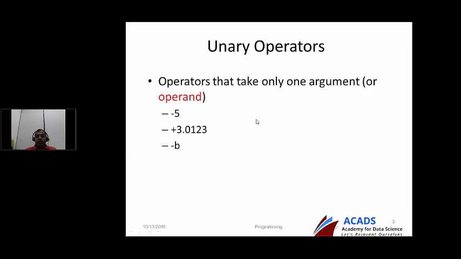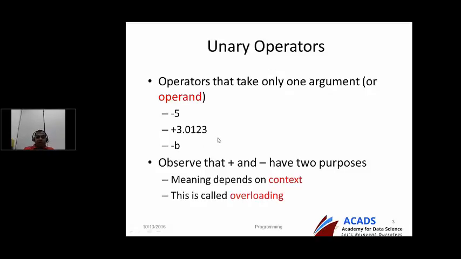Python has a few unary operators, operators that take only one argument or single operand. For example, -5 takes a single operand 5 and gives you back the negative number. Python also has a unary operator plus, which you can put when you want to enforce that the next number is positive. Similarly, you can use these operators on variables or expressions like -b.